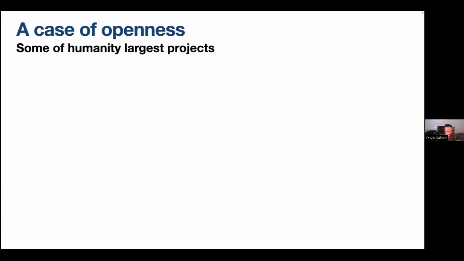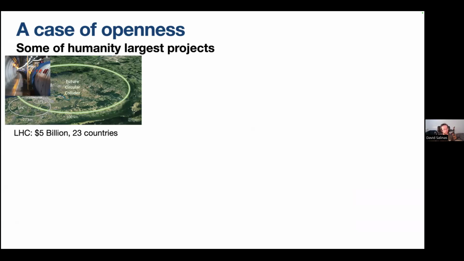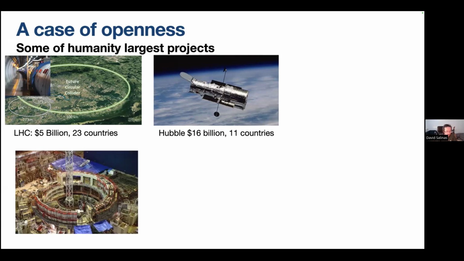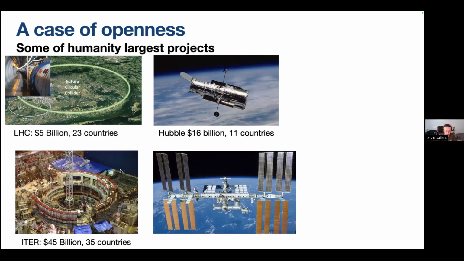To motivate this, I just want to make a case for openness, so to say. Maybe it's an easy case, but I want to list some projects, the largest recent projects done by humans that I could find. The LHC cost 5 billion and involved 23 countries. There is a plan for a much bigger one, and I have no idea how much it will cost, but probably something ridiculous. The Hubble telescope cost 16 billion and involved 11 countries. The ITER fusion prototype costs around 45 billion and involves 35 countries. And the most expensive of all that I found was the International Space Station. It costs 100 billion and involves 16 countries.